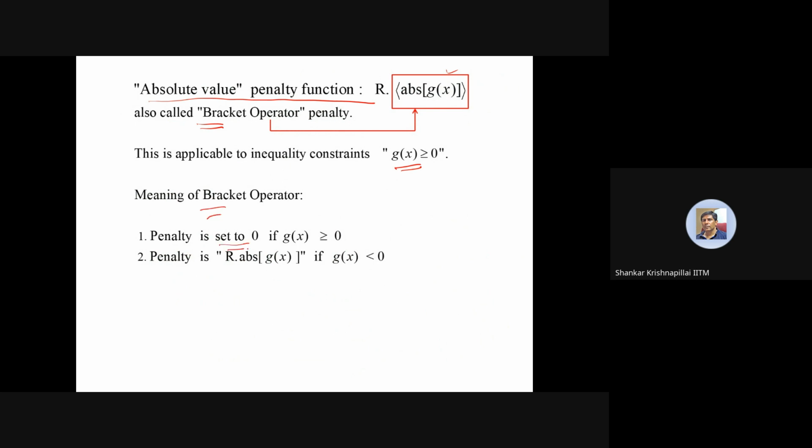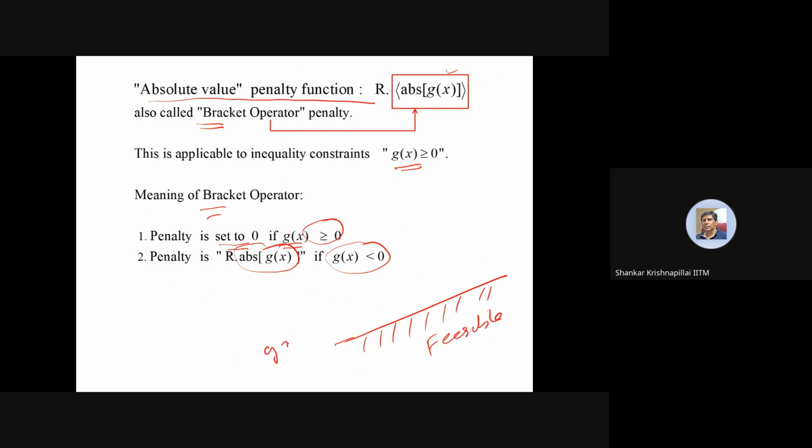The penalty is set to 0 if g of x is greater than or equal to 0, that is, if your xy point is inside the feasible region, there is no penalty at all. And if your xy value is in the g of x less than 0 region, that is the infeasible region, then the absolute value of g of x will be taken as the penalty. I will illustrate this with a diagram. So this is your feasible region.